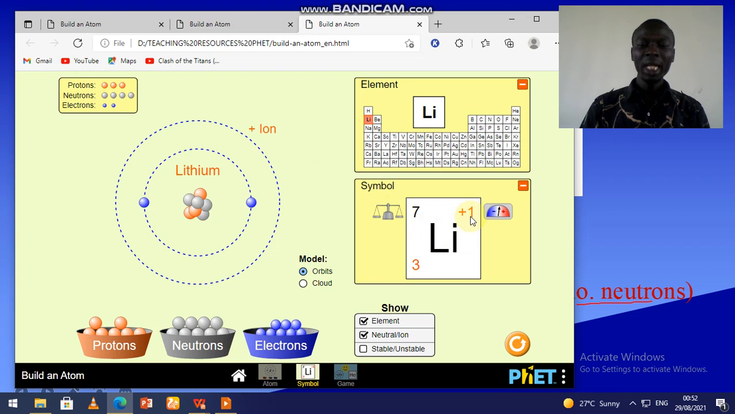Now, in our usual examinations, we don't write this 1. We just write a positive charge to represent positive 1. If there are 2 positive charges, then you can say positive 2. But since this is only 1 positive charge, we just write a positive charge. So that is how the symbol of the element will change. It now will carry a positive 1 charge there, but we don't write the 1. It is a silent figure.